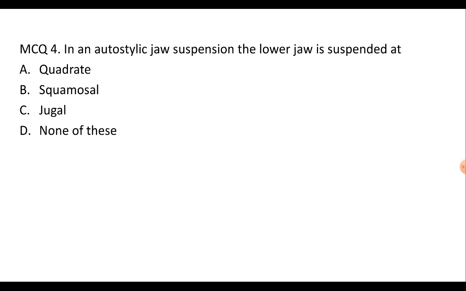The fourth question is, in an autostylic jaw suspension, the lower jaw is suspended at the quadrate, at the squamosal, at the jugal, or none of these? The answer is yes, at the quadrate. It makes the autostylic suspension of the lower jaw.